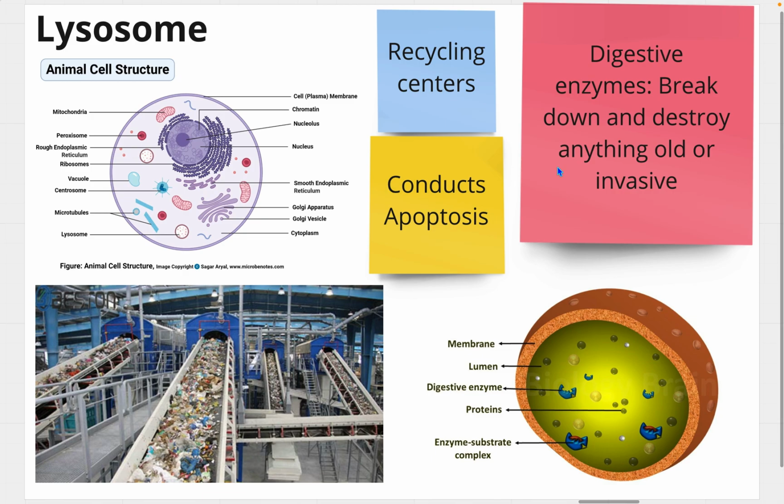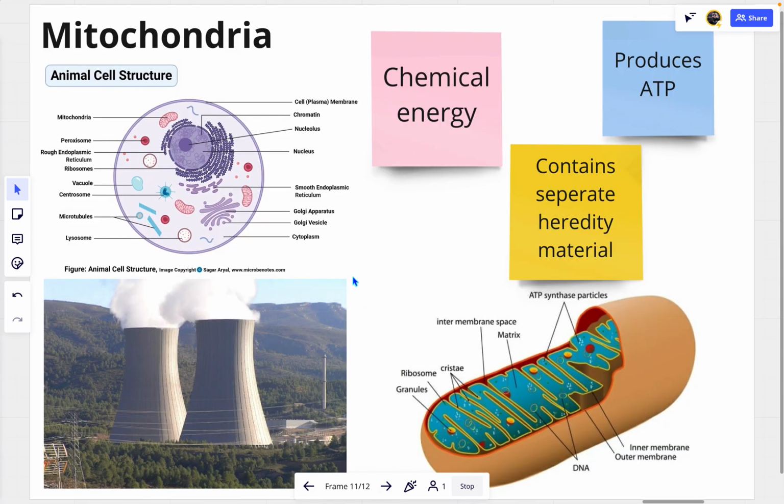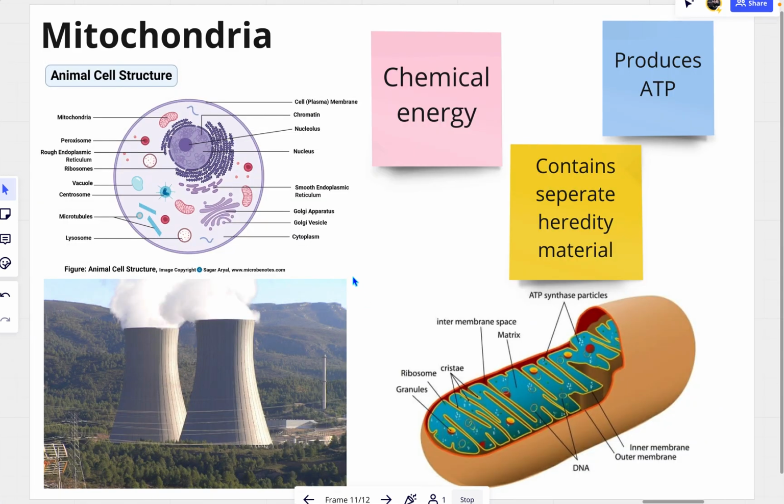And finally, I saved the best for last, mitochondria. If you recall before, I said mitochondria has its own hereditary material, and I'll explain that later. So mitochondria are complex organelles that generate most of the chemical energy needed to power the cell's biochemical reactions. The chemical energy produced by the mitochondria is stored in a small molecule called adenosine triphosphate, ATP.